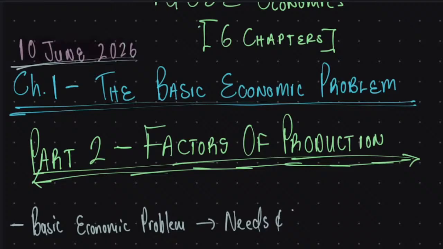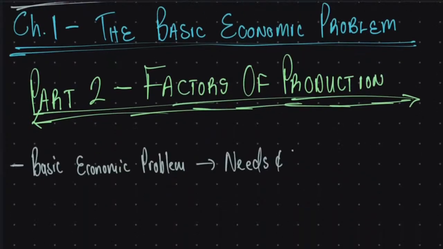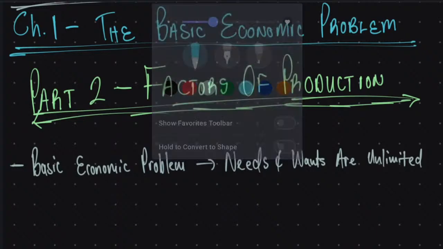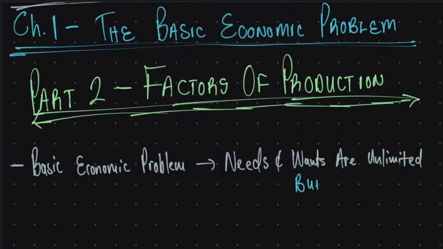Okay? So factors of production, here's what they are. We said that the basic economic problem says that needs and wants are unlimited, right? Alex? Needs and wants are what? Unlimited. But resources, Alex, make sure you're going to submit this.